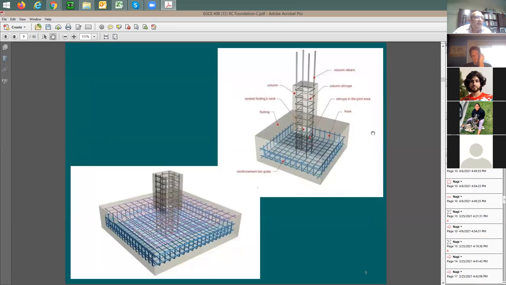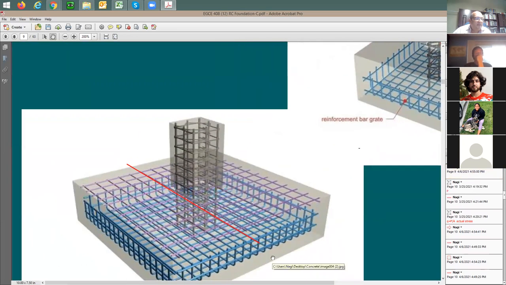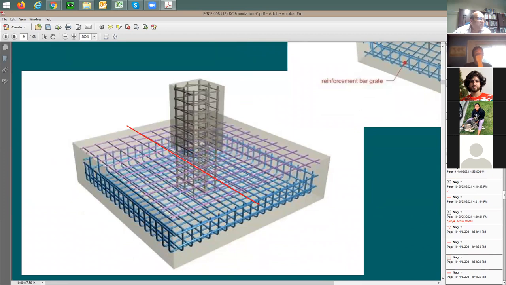So if I may go back here, where's my section? Your section is going to be right here at the face of this column. Look at this. Right? It's going to be the critical section. And this force is pushing down here. It's going to be pushing this section up. And the section resisting the moment in this case is going to be this section here, if this makes sense to you guys.